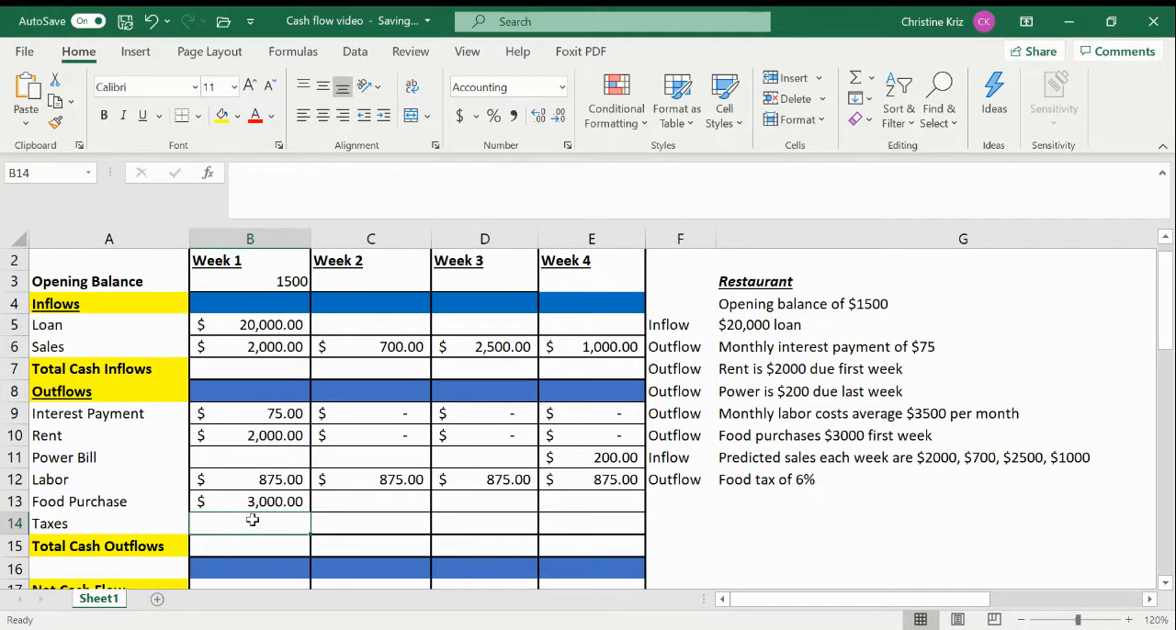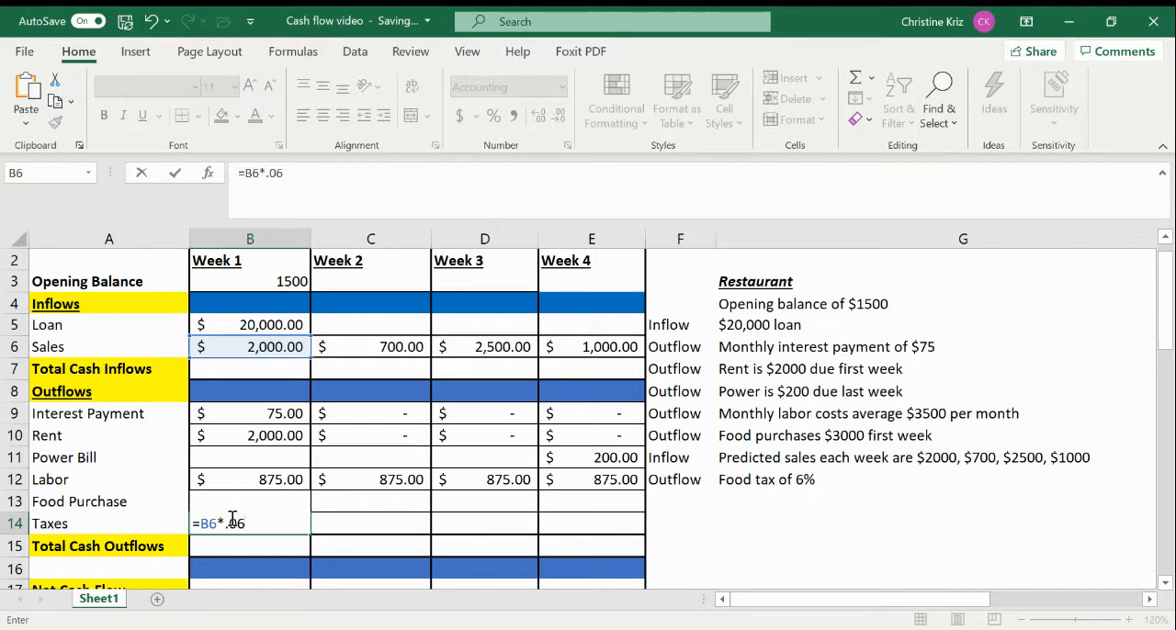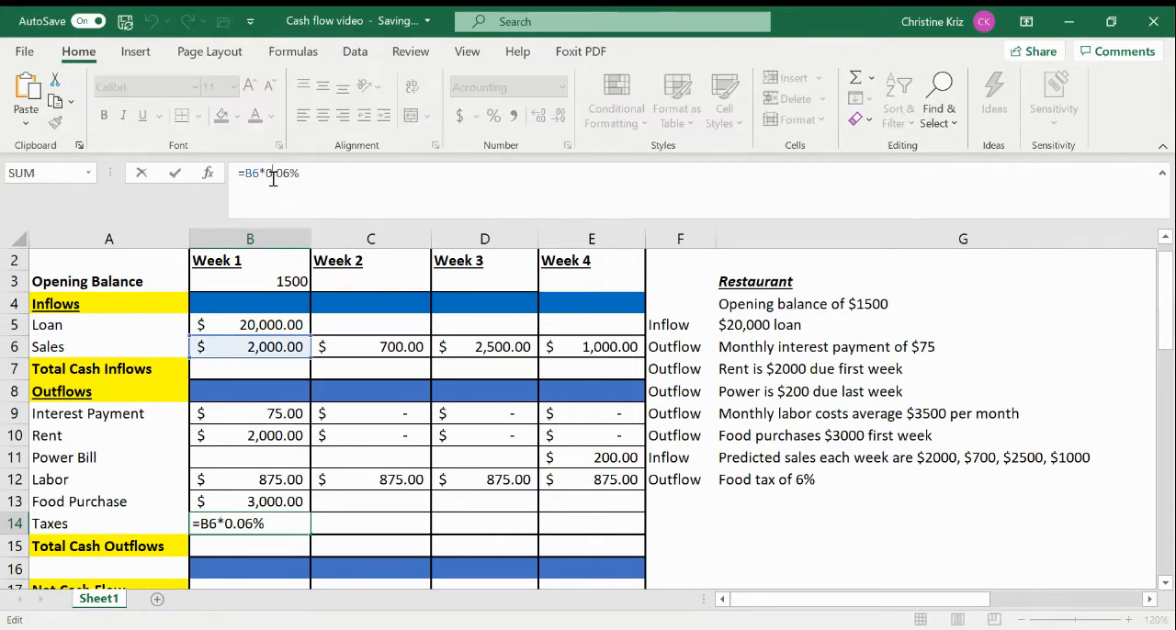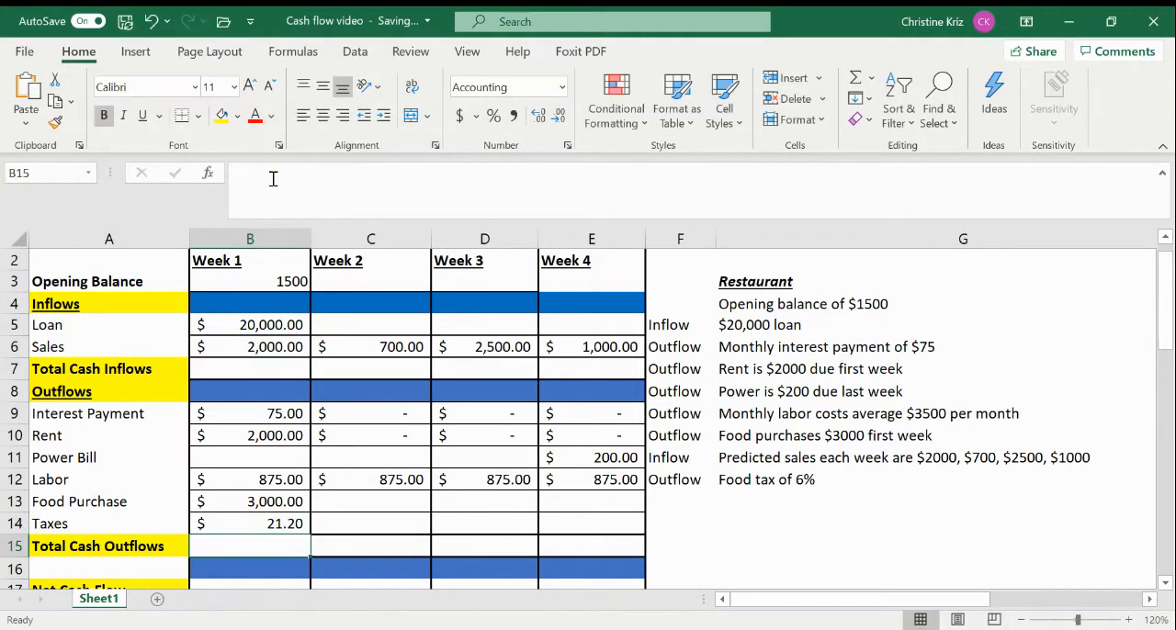An easy way for us to do that is you put your cursor in the cell, type in the equal sign, and you go up to your sales cell, and you click that cell, and then you do times 1.06%. Okay. And we're going to do the same thing here.